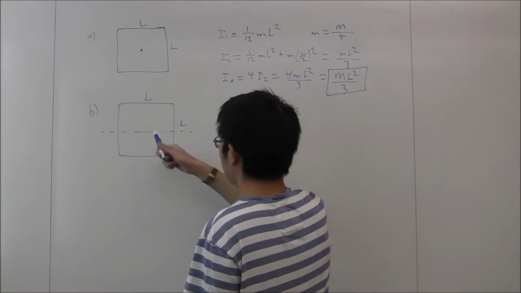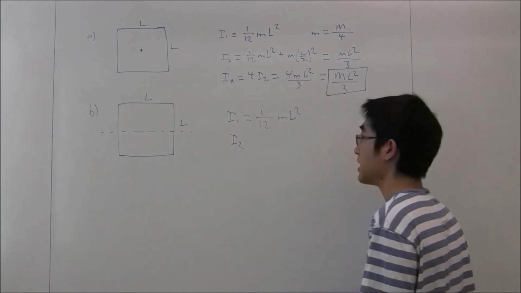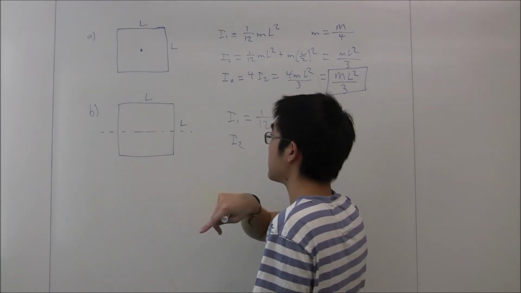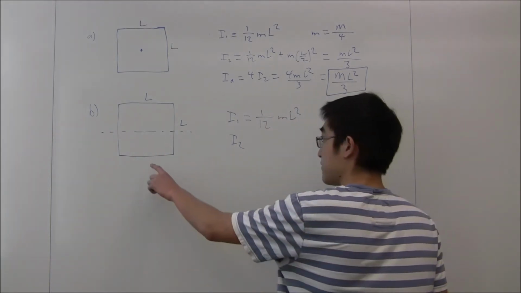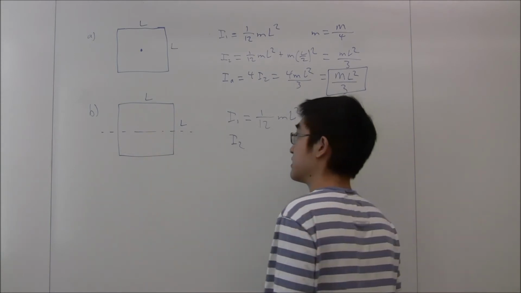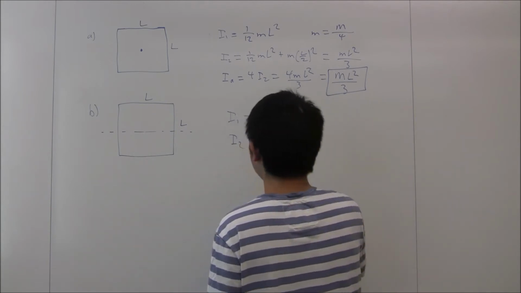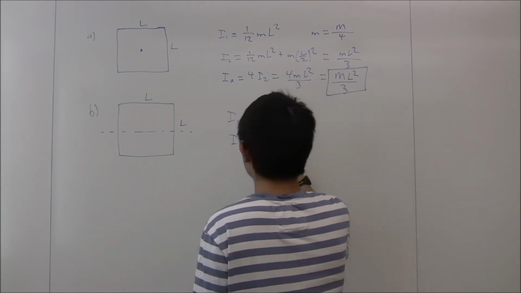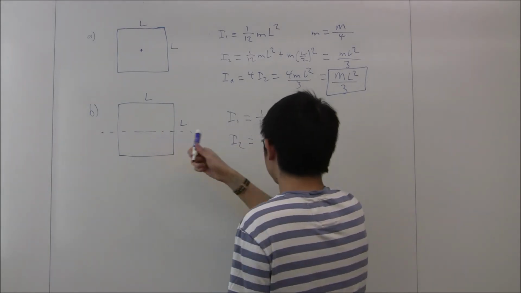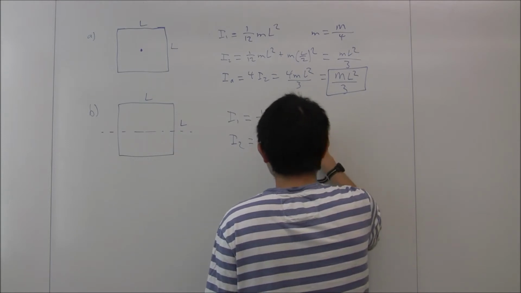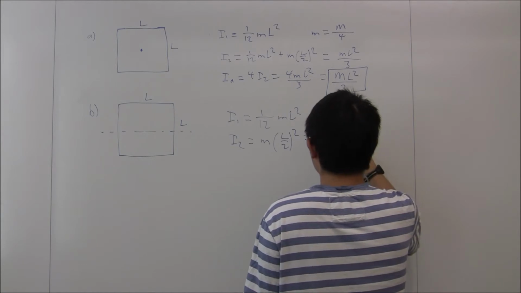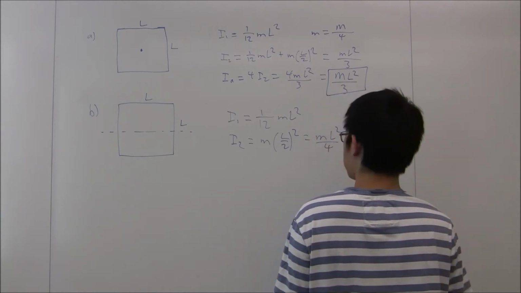So that's going to be 1/12 m L squared. And the moment of inertia of the top and bottom side, which we'll call I2, well, we can treat them as point particles focused on their center of mass and their distance L/2 from the axis of rotation, which means that their moment of inertia is given by m times the distance from the axis, which is L/2, all squared. So if we simplify that, that's just m L squared over 4.